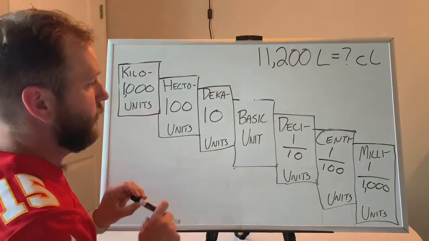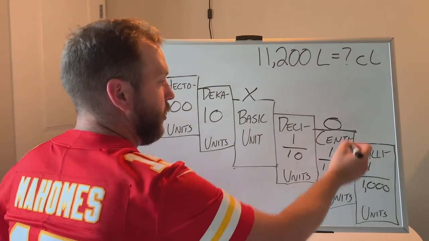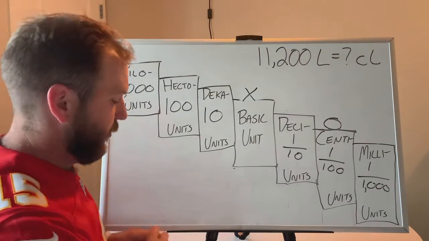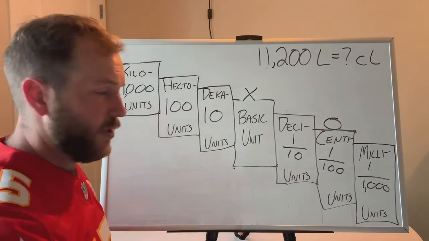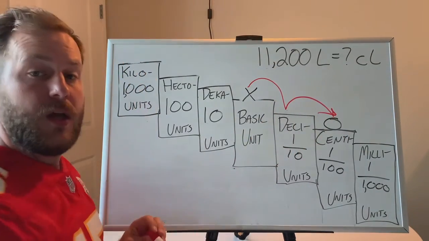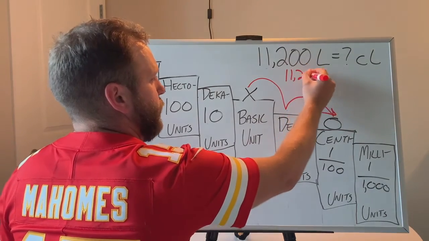Well, liters is a basic unit. Centi is what we are going to. So when we look at that, that means we are going from a larger unit to a smaller unit. So we are moving to the right, 1, 2 steps. So let's go ahead and take our original number, 11,200.